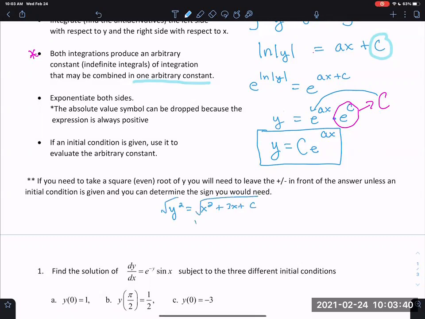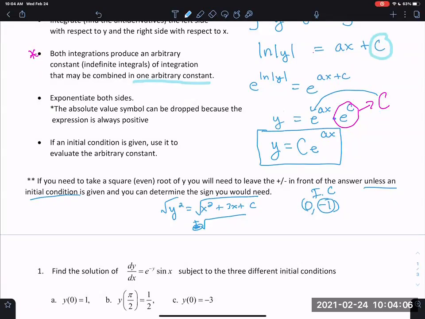You have to make sure you've got that, right? You'll need to leave the plus minus in front of the answer, especially if it's just a general solution, unless an initial condition is given. So let's say the initial condition was you go through 0, -1, and you need the y value to turn out negative. Well, then you'd be picking the negative answer to that.